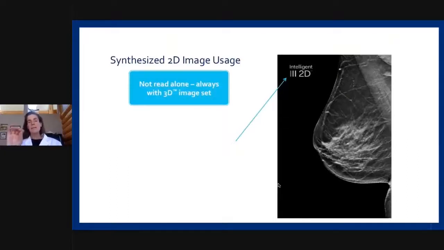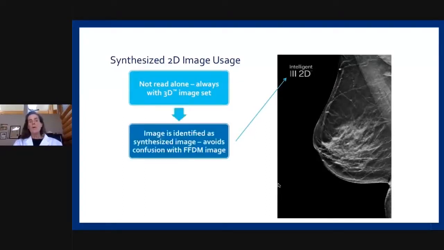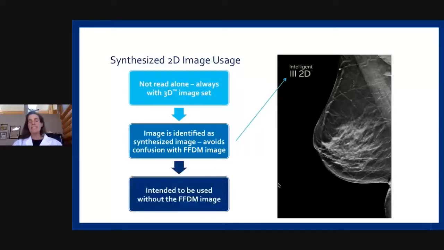There is something on the image that tells you that it's an intelligent 2D image. And the idea is that you always read the synthetic view with your tomosynthesis slices. So it's not you look at one or you look at the other, you look at them together and it's a full study. And that marker tells us that it's an intelligent 2D, that we know it's not the full field digital image, but it's the synthetic view.